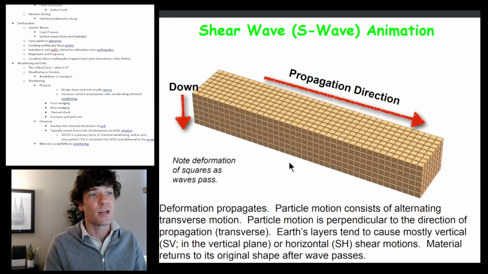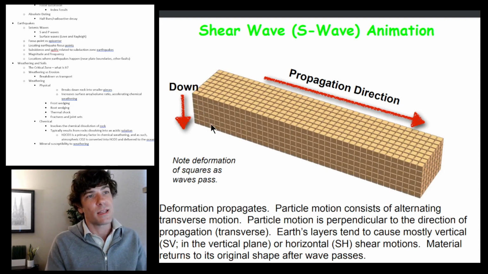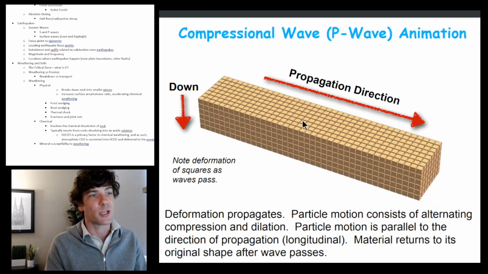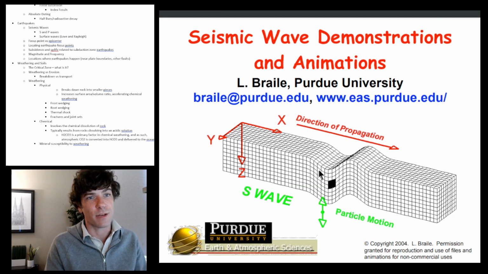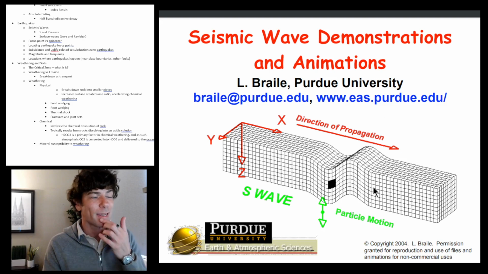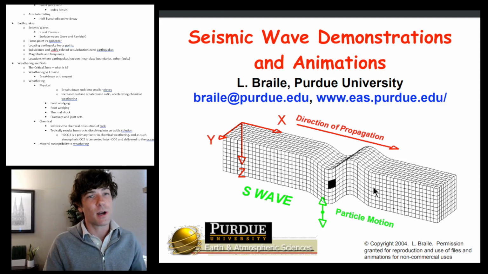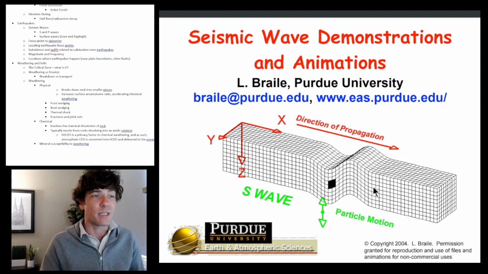Okay, shear waves are different. Shear waves, the particle motion is perpendicular to the direction of propagation, and so this shows a shear wave, and you can see that the particle motion is up and down, whereas the direction of propagation is to the right.